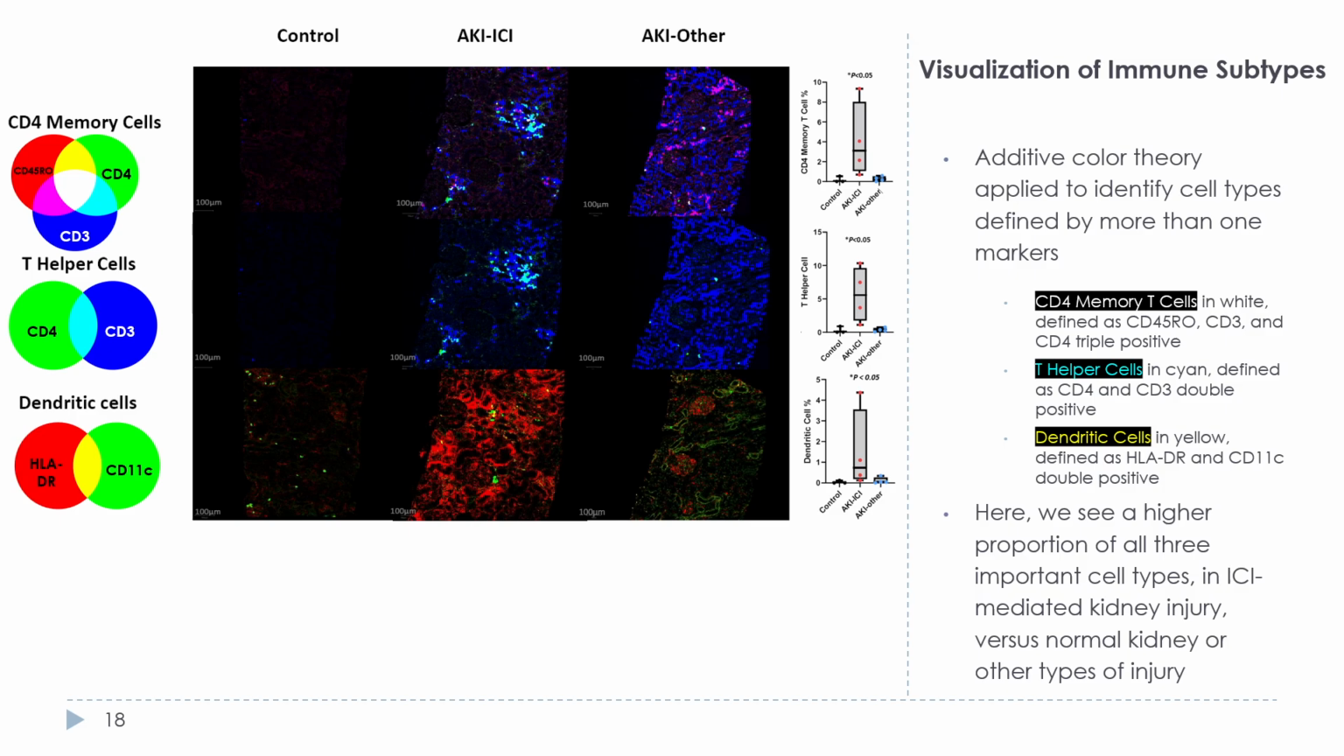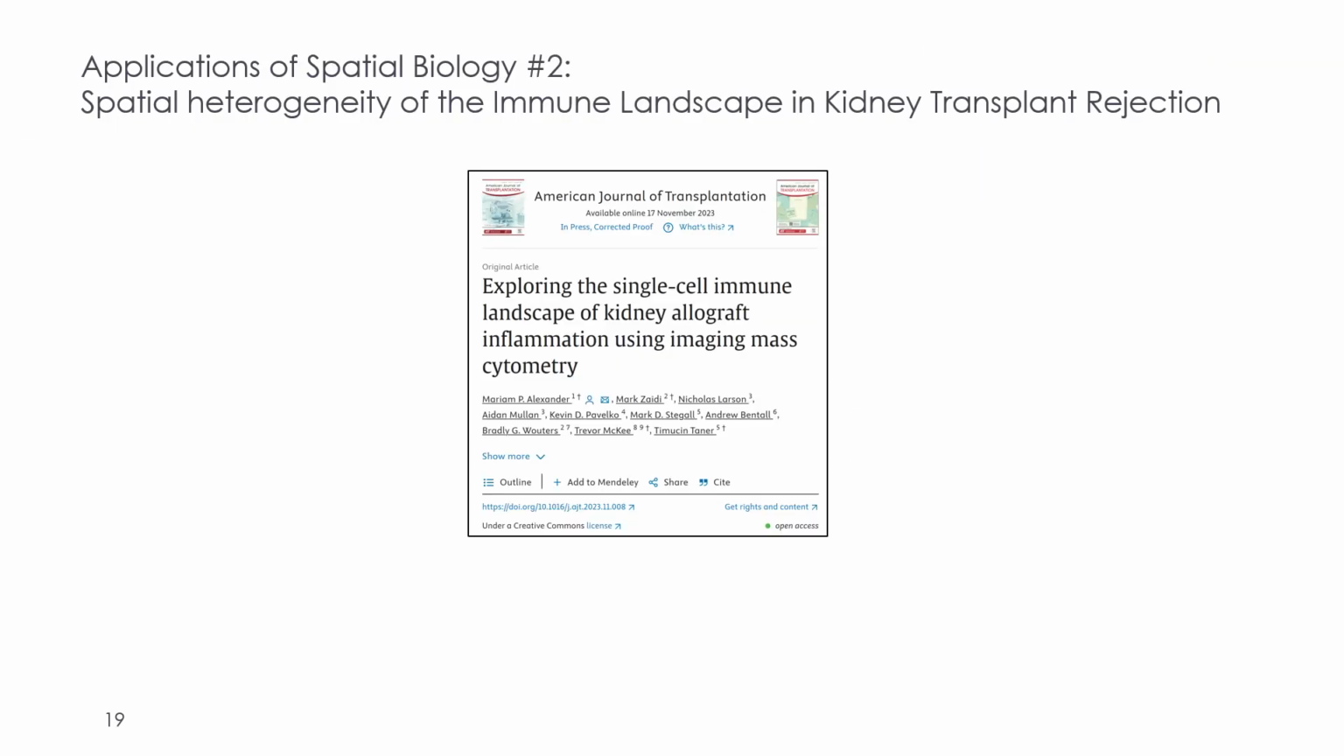So this pathologist-in-the-loop methodology for cell classification can be extended to additional studies that necessitate a comprehensive analysis of the spatial distribution of these immune cells. And on that note, let's discuss one application of spatial biology in characterizing the immune landscape of kidney transplant rejection.